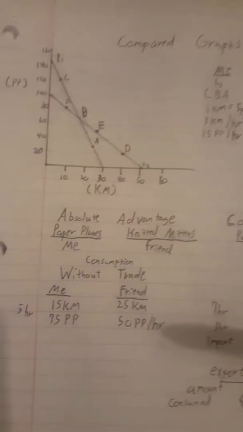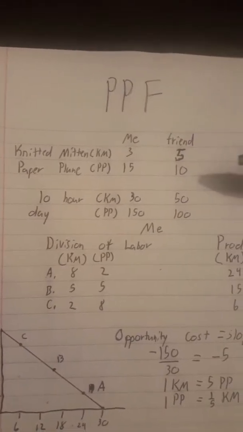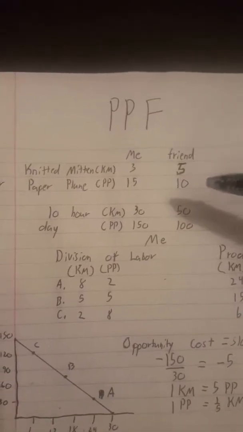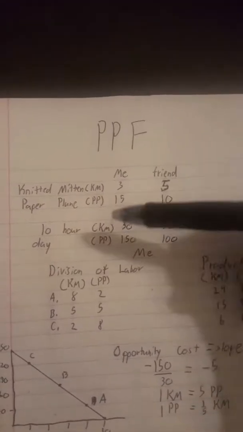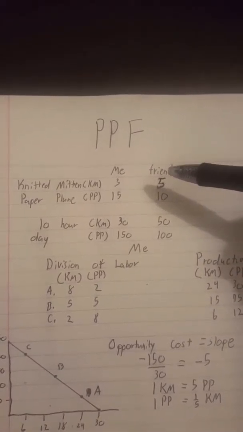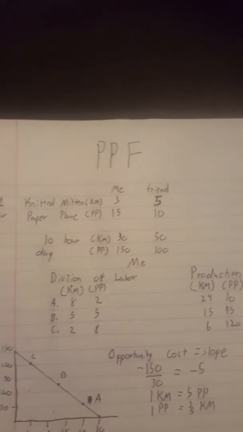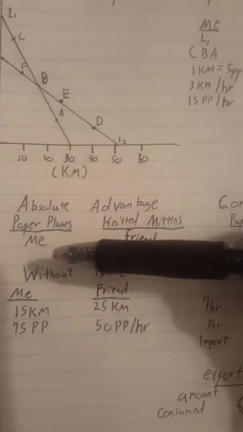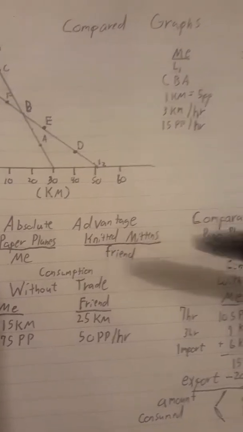So now we're going to talk about absolute advantage. Absolute advantage would be me, going back to the first one here, I can make 15 paper planes while my friend can only make 10 in an hour. So that gives me the absolute advantage for paper planes. But because my friend can make 5 knitted mittens in an hour and I can only make 3, he has the absolute advantage there. So it's right there: absolute advantage, paper planes me, knitted mittens friend.